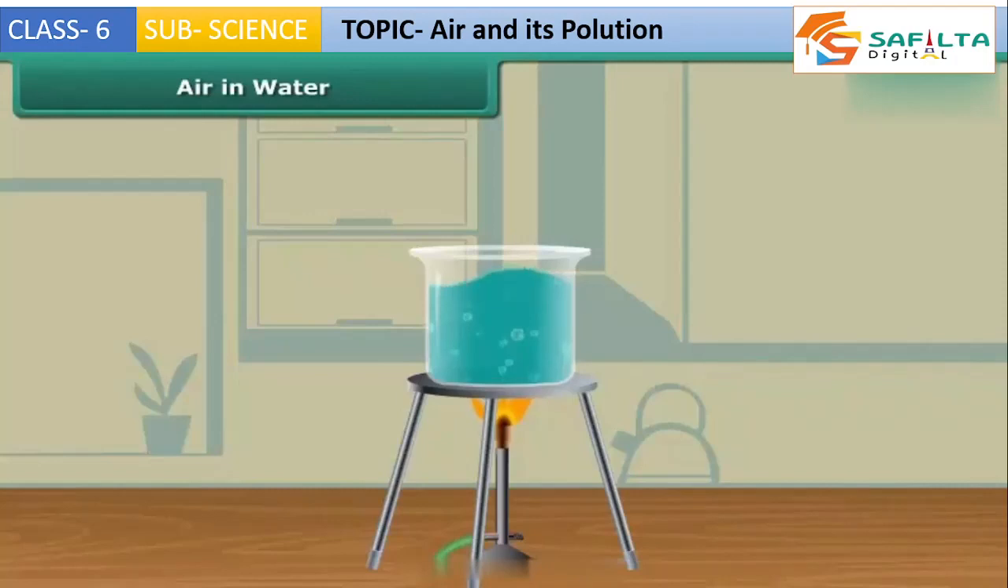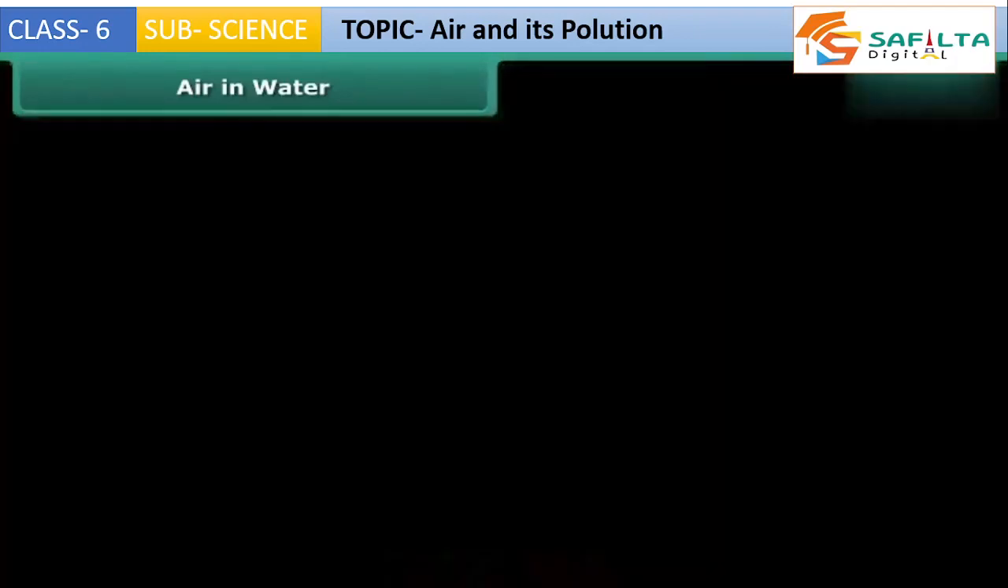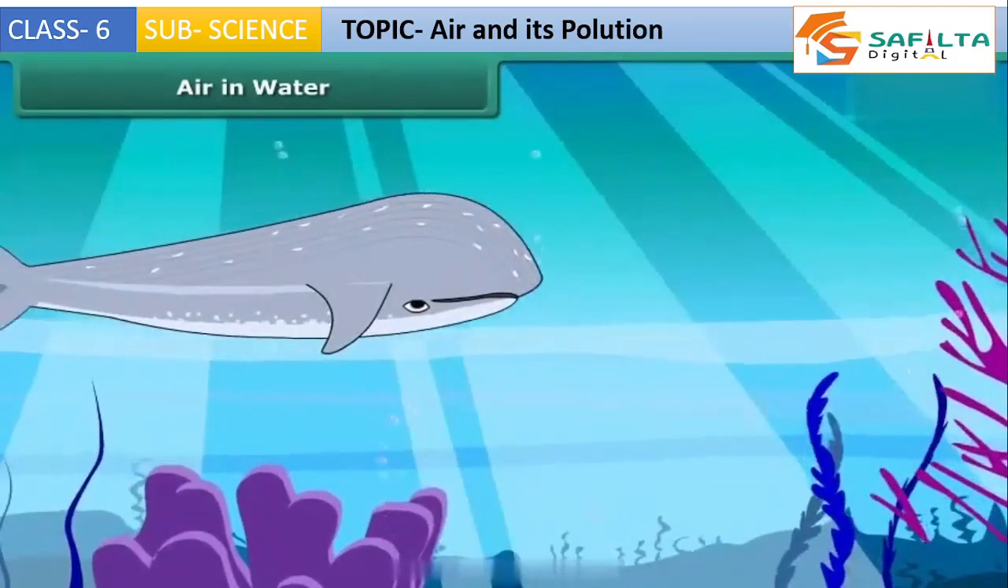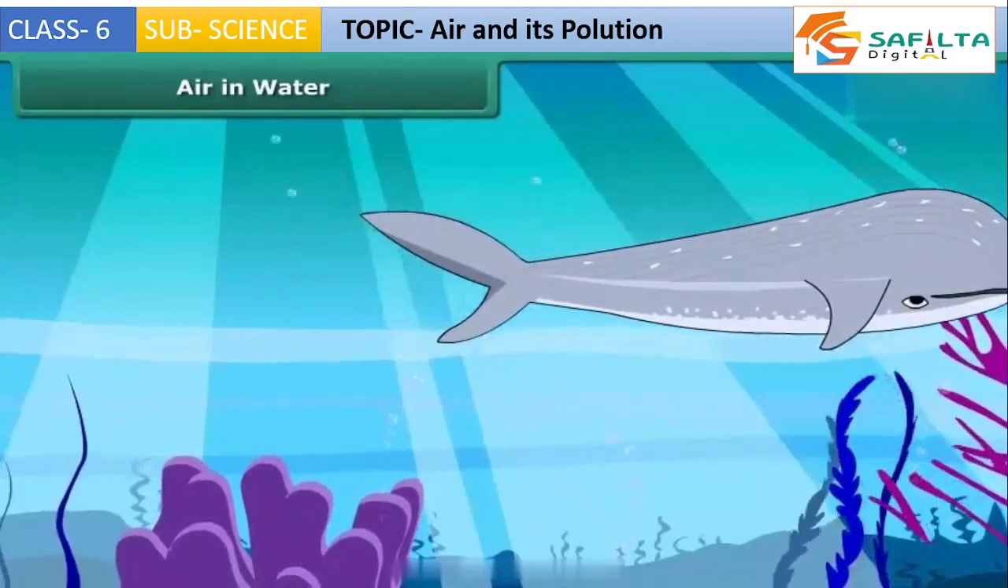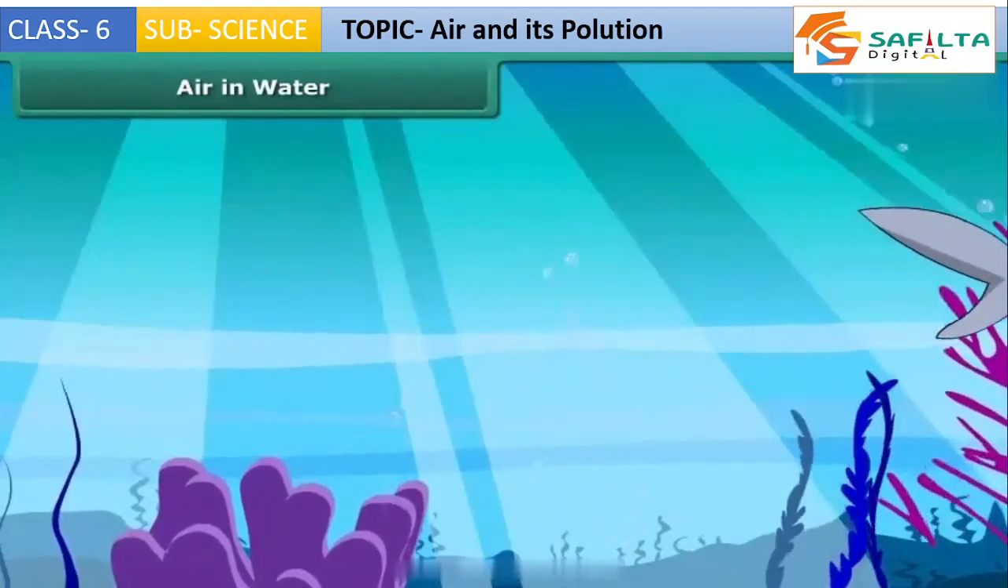Air remains dissolved in water at normal temperature, so we can't see it. When water is heated, the dissolved air comes out as bubbles. The animals and plants in water use the dissolved oxygen for respiration.